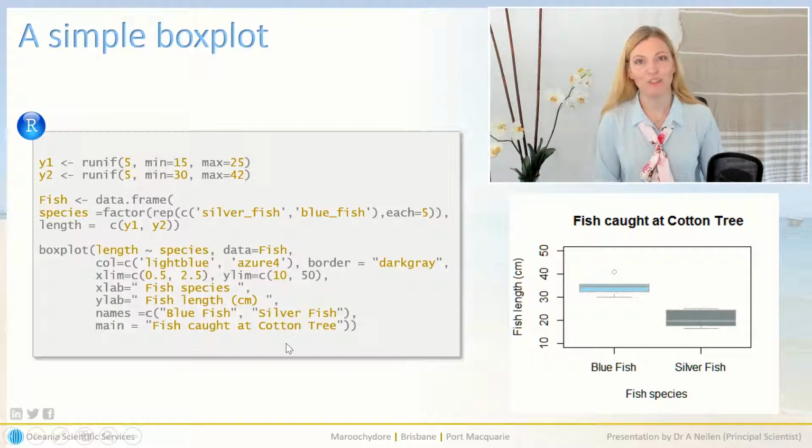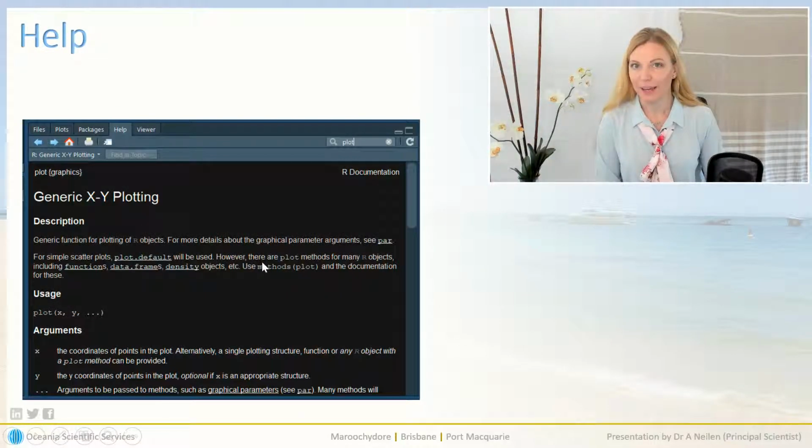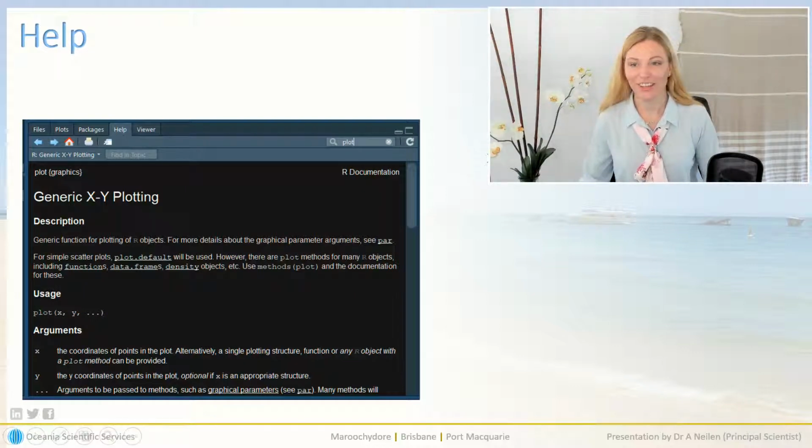Here's a copy of the script we're going to make. What you see in yellow is the part that you're editing. So we're going to edit our length and species fish. We have some different colors, border colors, our various y and x limits. If you need help with making a plot, you can use the help function in your R console. We'll have a look at that as well today. Okay, let's load R.